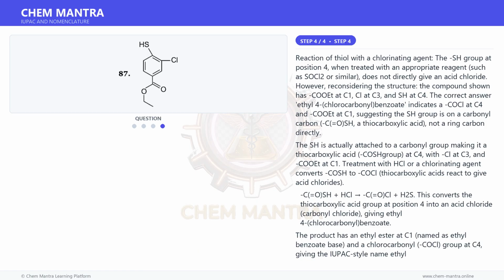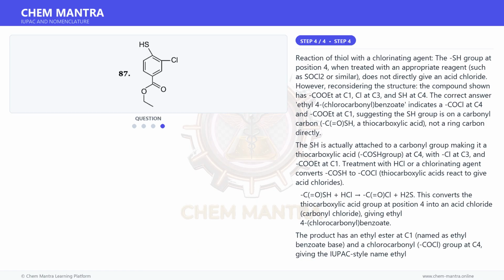Treatment with HCl or a chlorinating agent converts COH to COCl. Thiocarboxylic acids react to give acid chlorides. C=O, SH plus HCl gives C=O, Cl plus H2S. This converts the thiocarboxylic acid group at position 4 into an acid chloride, carbonyl chloride, giving ethyl 4-chlorocarbonyl benzoate.